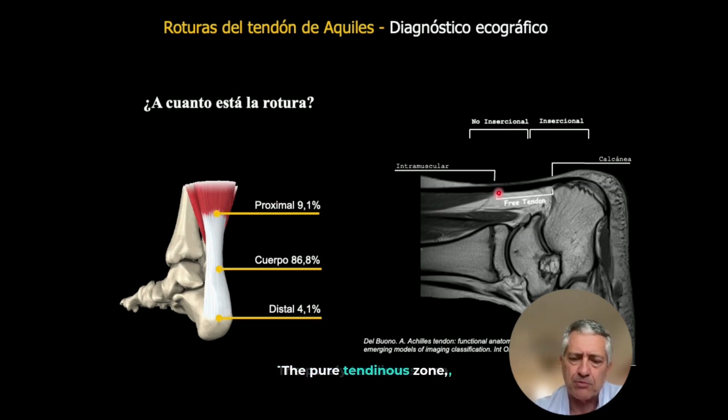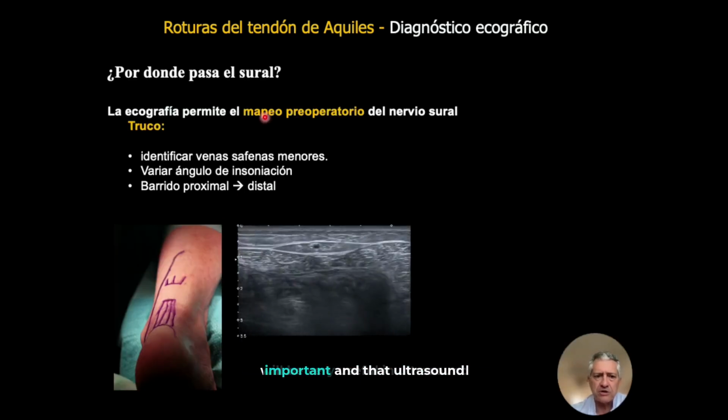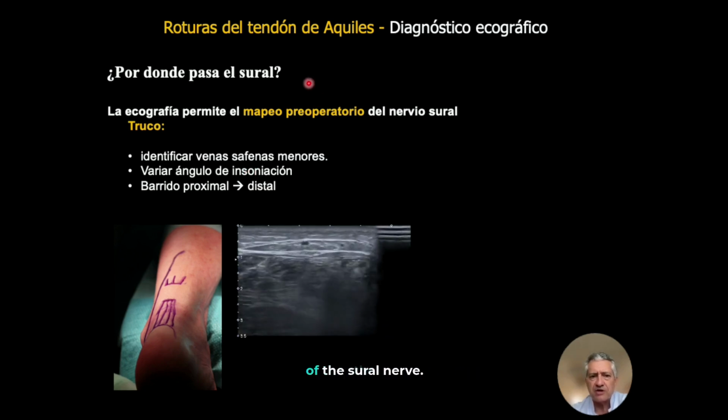The pure tendinous zone, properly tendinous, which is the free tendon, the Achilles tendon, where there is no longer any muscular coverage, extends over a few centimeters and is by far the most frequently affected area. With this, we differentiate a proximal rupture, an intermediate rupture, and a pre-insertional or distal rupture within the three major groups of classification of Achilles tendon ruptures. Another element that is very important and that ultrasound will help us a lot with is the topographic approach of the sural nerve.